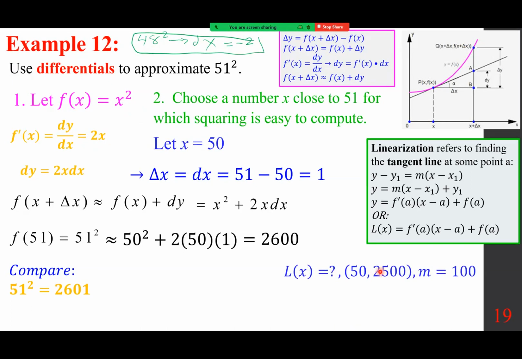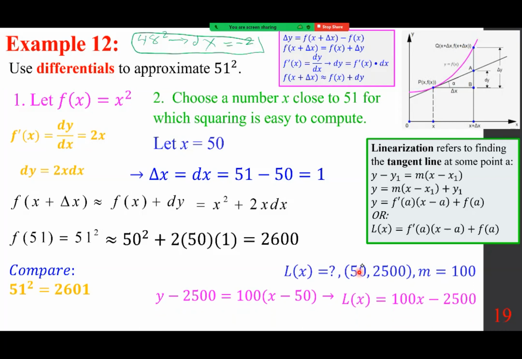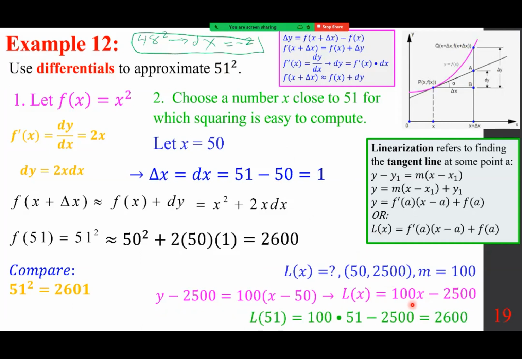So L of x requires a pair and a slope y minus y1, that means y minus 2,500, is m, that means 100, times x minus x of 1, that means minus 50. And simplification will result in L of x, y, which we are going to call it L of x because it's called linearization, 100x minus 2,500. Since we want 51 squared, if we replace the x with 51, we get exactly what we got here. These two numbers must be identical because the process ultimately gives us the same answer. So they must give us exactly the same answer.